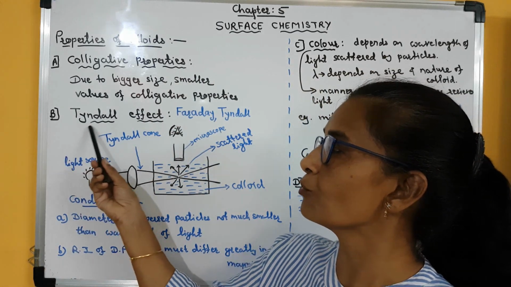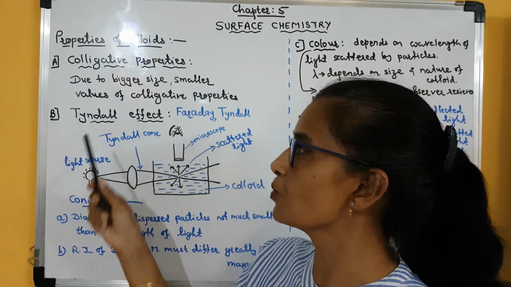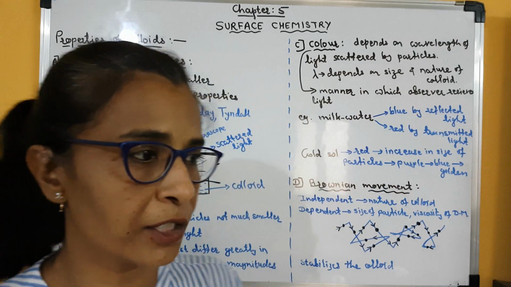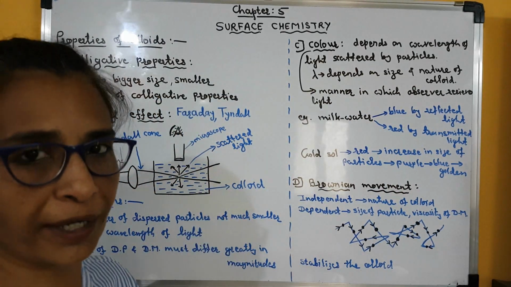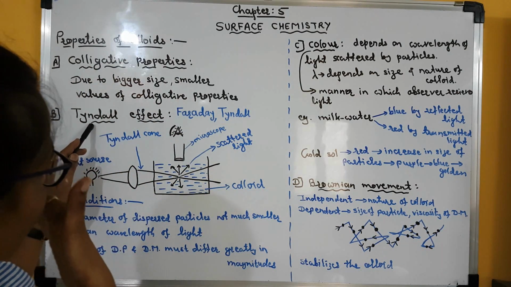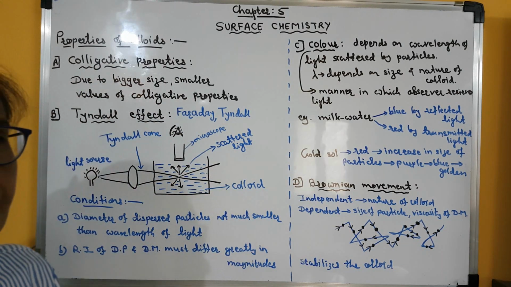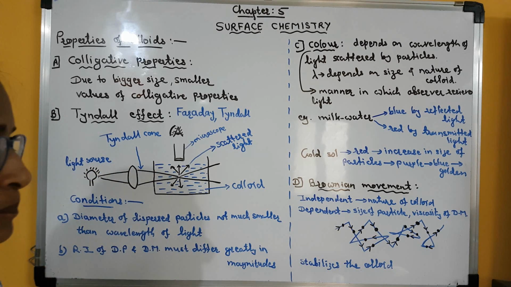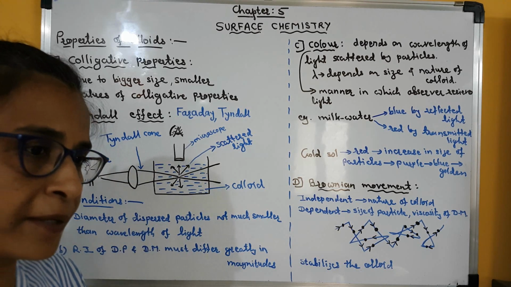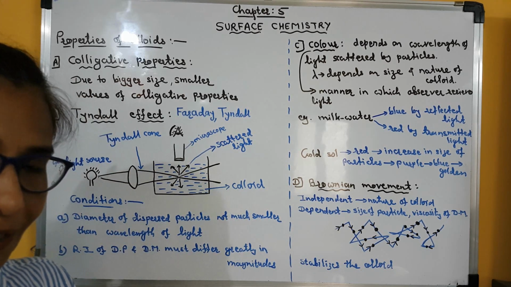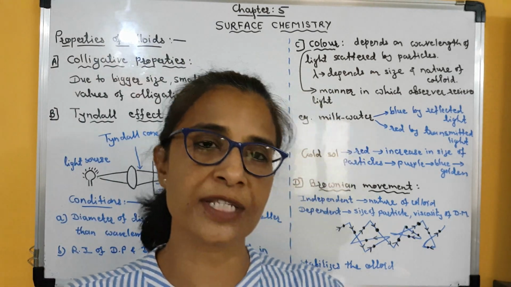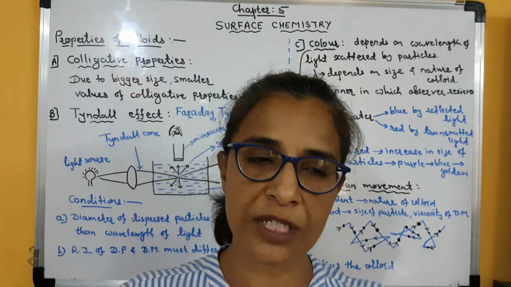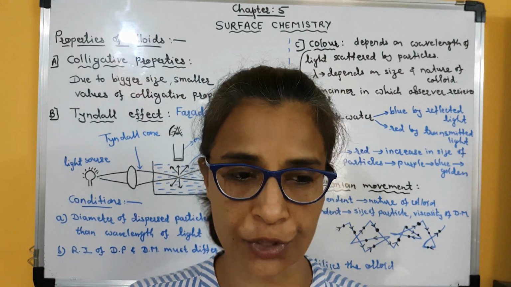Then we will go for the second property, which is a very important property. Actually, this property is also called the optical property of colloids. Here the name given is the Tyndall effect. Clear? Okay. First of all, we'll try to understand what is meant by the Tyndall effect. Suppose we have a homogeneous solution, for example, the sugar solution. It is a true solution.